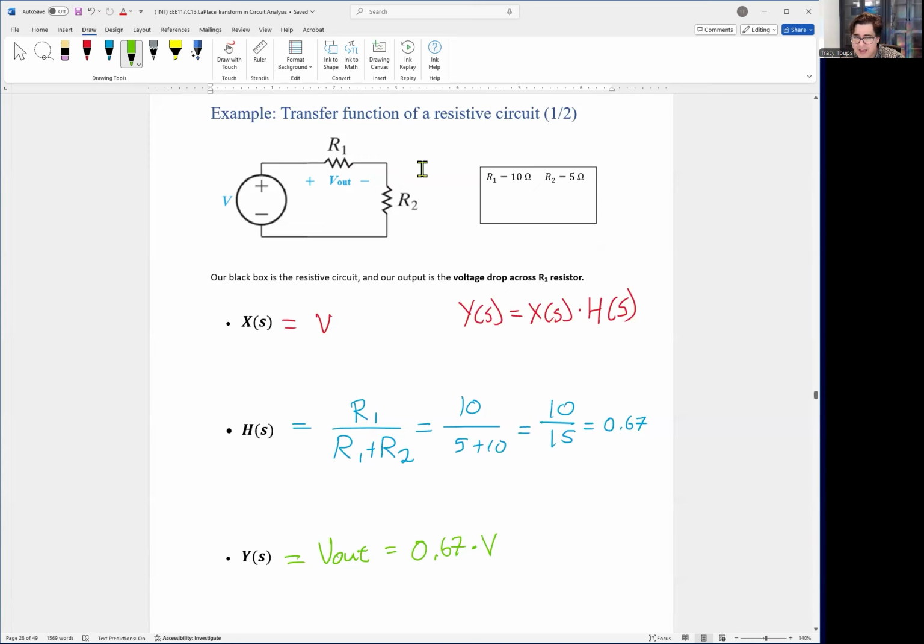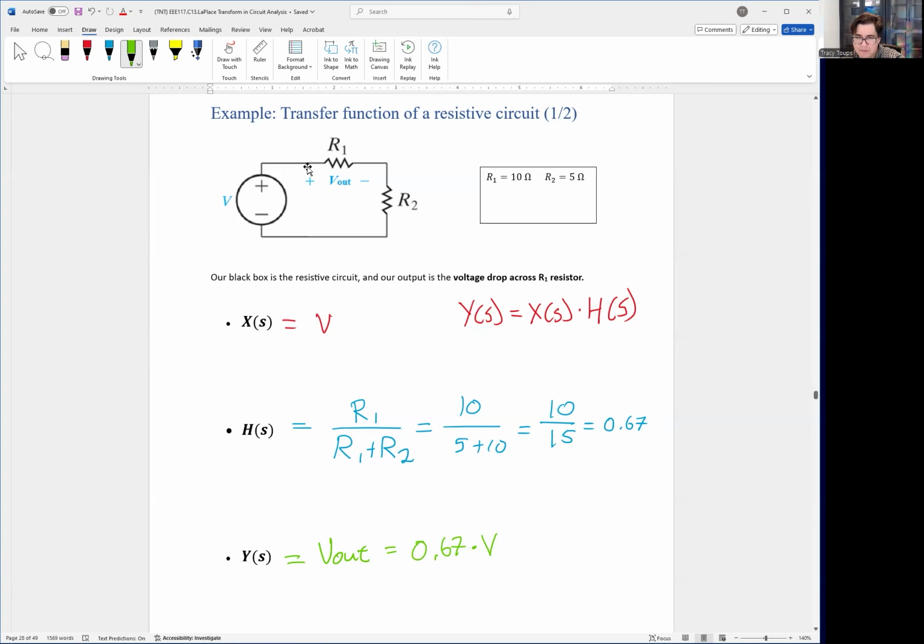So from the circuit analysis, if I want to find my voltage V out in terms of the input, what's this ratio? Well, that's just basic voltage division. It's R1. If you want the voltage across the resistor you're at, you put R1 at the top and divide it by both of them added together, R1 and R2. So you do 10 over 5 plus 10, 10 over 15 is 0.67. So the gain of the circuit is 0.67.